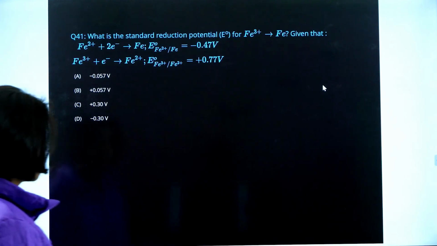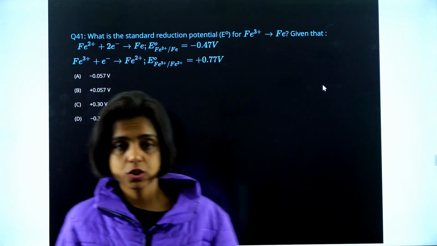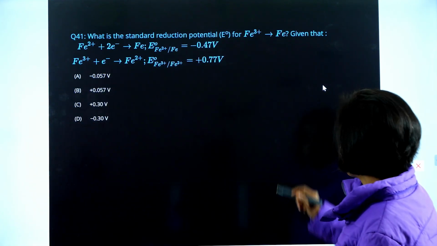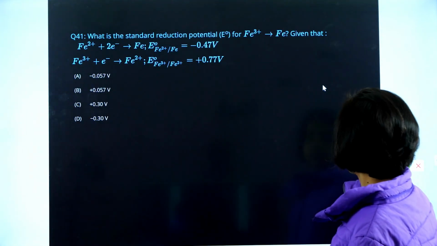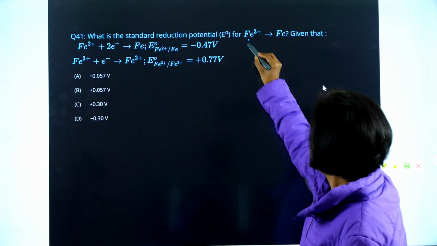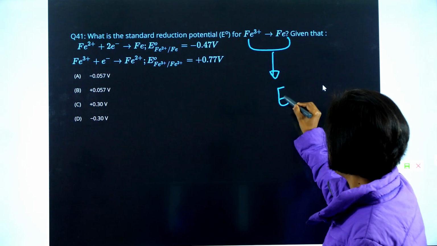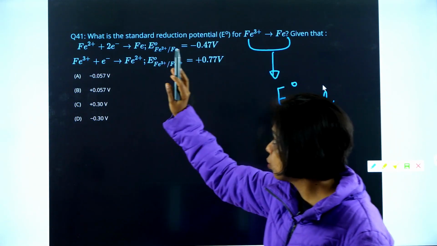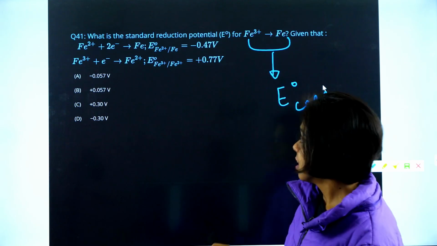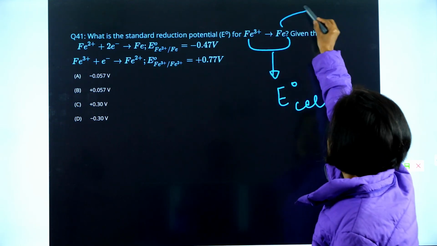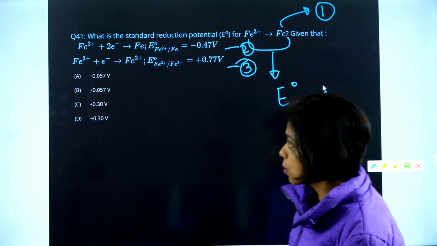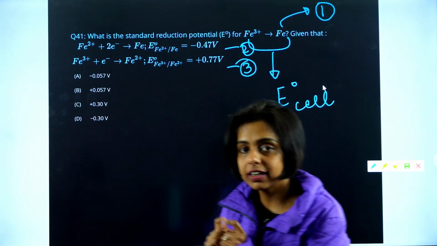Okay, what is the standard reduction potential E0 for the above reaction? Fe3 positive to Fe. Now, you are supposed to calculate the standard reduction potential E0. E0 cell for this reaction we need, right? And we are provided with 2 reactions and their E0s are given. Say this reaction is 1, this reaction is 2, this is reaction 3. So by adding reactions 2 and 3, I will get the first reaction.